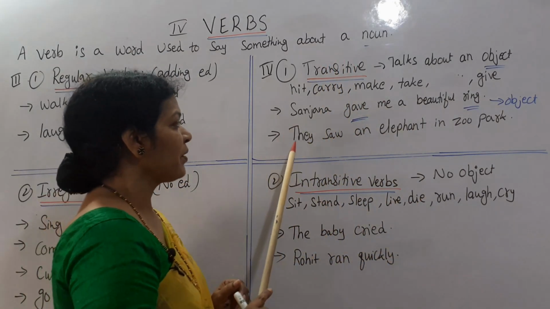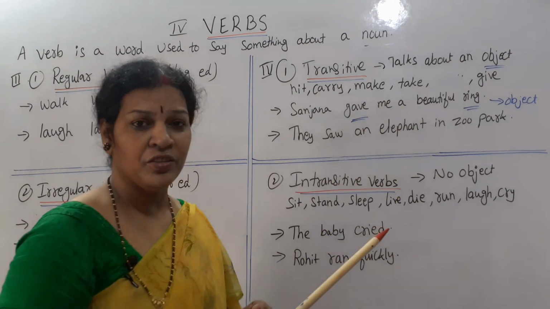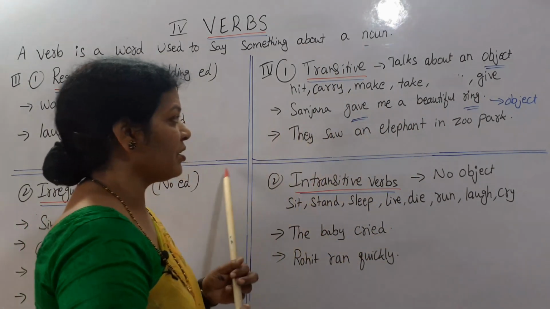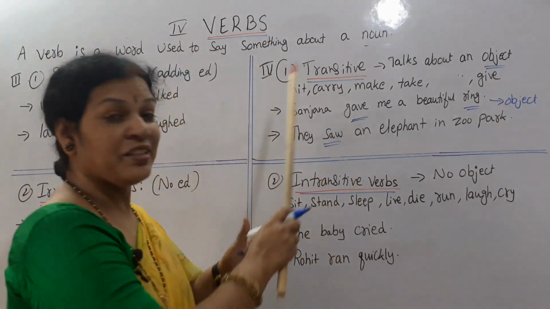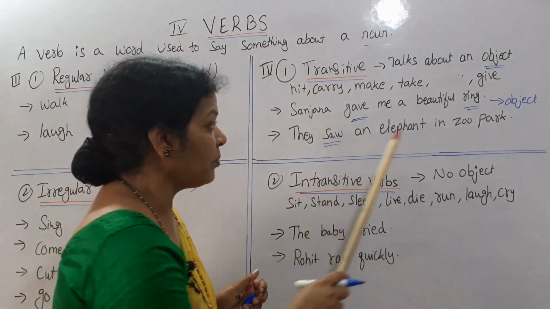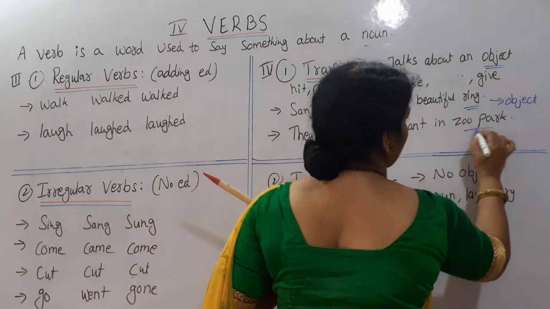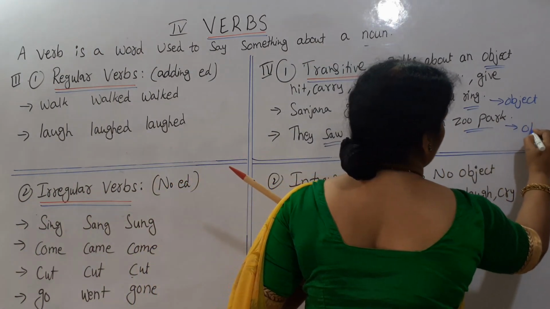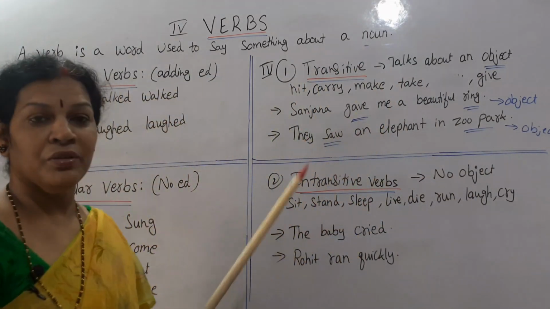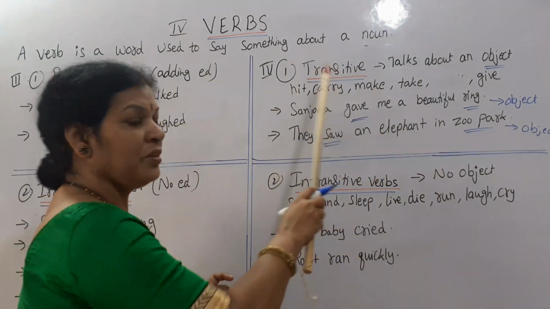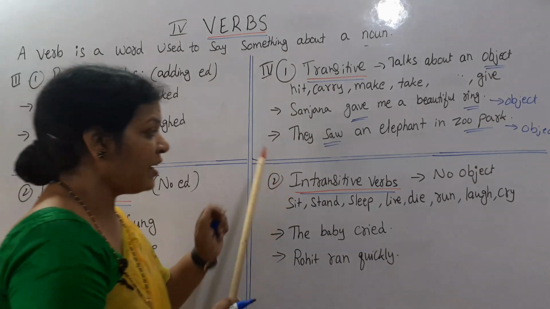The second one you see: they saw an elephant in zoo park. Saw itself is a verb, but what kind of verb? Transitive. How? There is an object. What is that object? Zoo park. So this is an object, then this is a transitive verb. Okay. Now intransitive verbs.